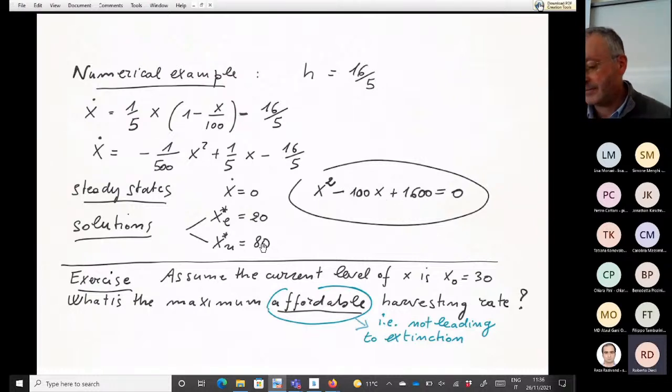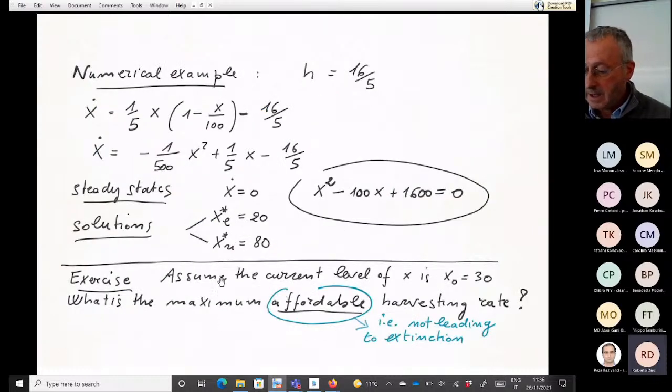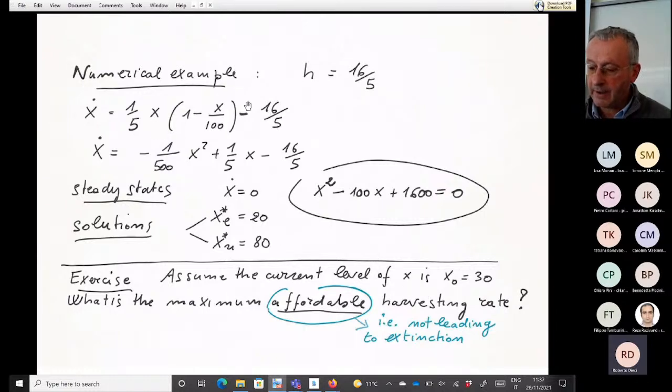Now assume that the current level of the stock of fish is 30. So you know the model, except the harvesting rate, which is your decision variable. You know the natural evolution, and you have to put some harvesting rate here. Suppose that the initial level of the population is 30. What is the maximum affordable harvesting rate? Affordable here just means not leading to extinction in the long run. So you want to know what is the maximum harvesting rate we can afford in order not to lead to extinction in the long run.